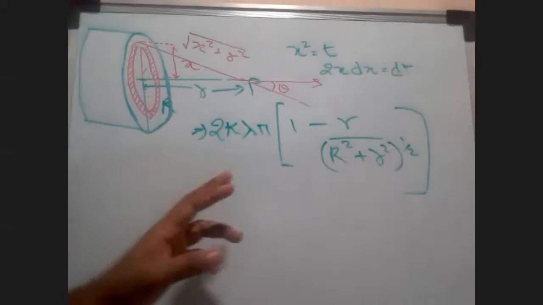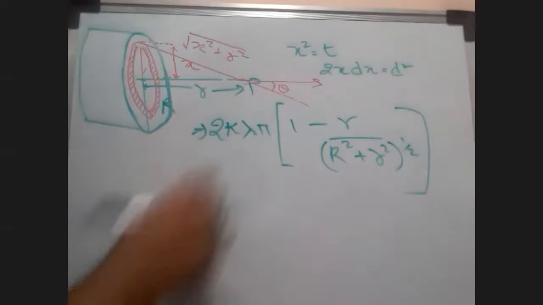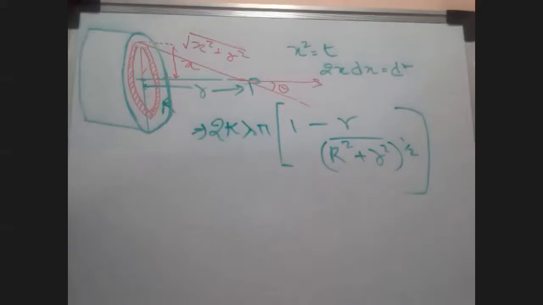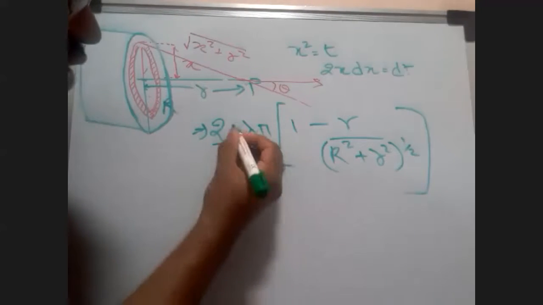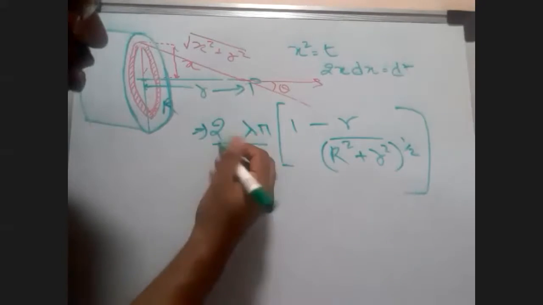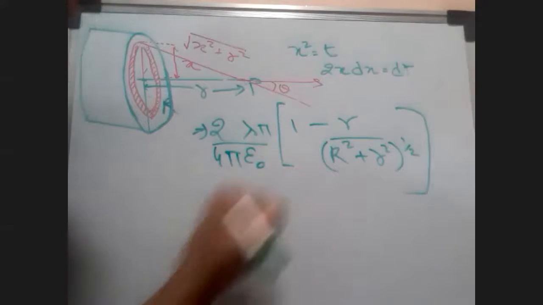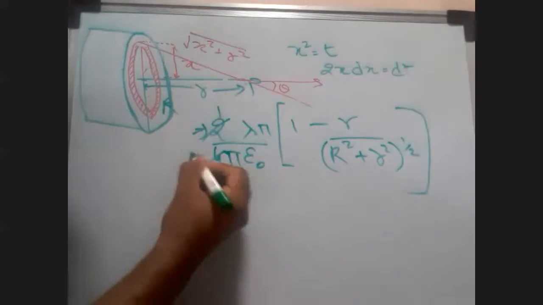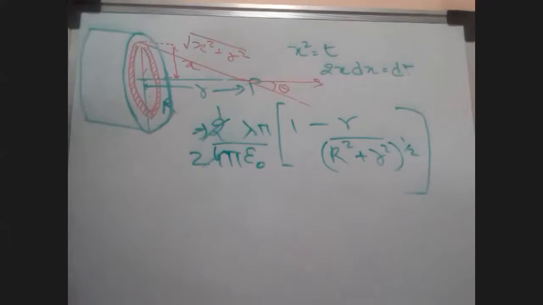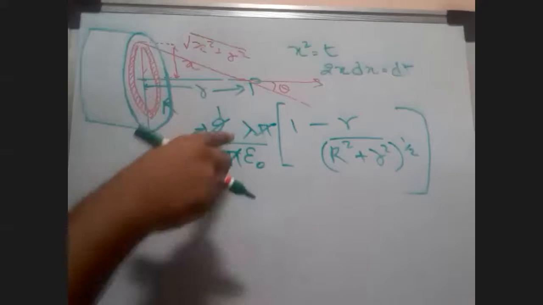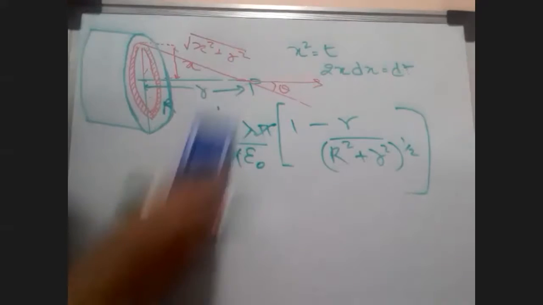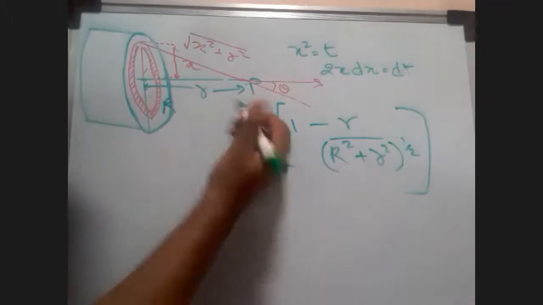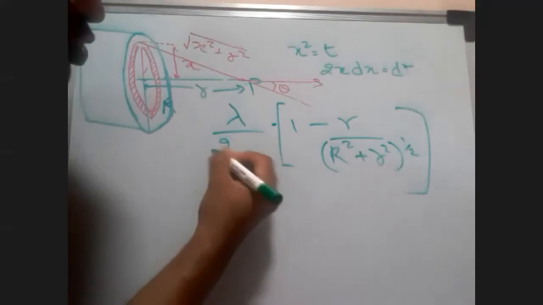How else can we simplify this? We can say k is 1 by 4 pi epsilon naught. Am I correct? So I will write that down over here. K is equal to 1 upon 4 pi epsilon naught. So this will get cut, this pi also will get cut. So I'll get lambda upon 2 epsilon naught.